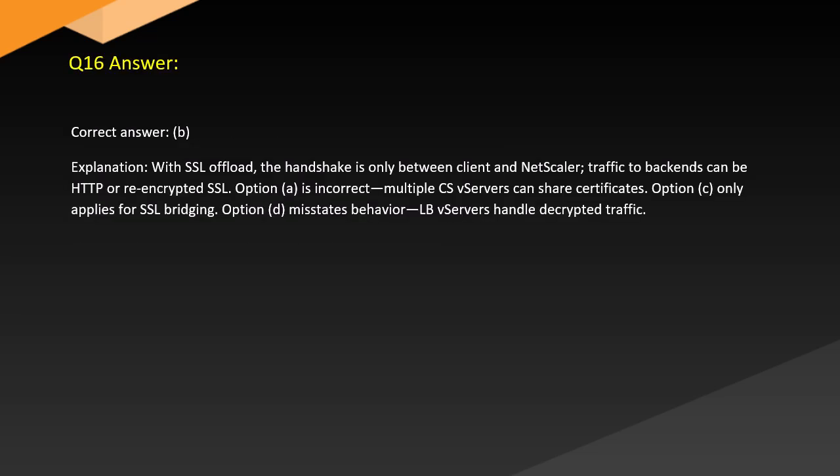Answer. Correct answer: B. Explanation: With SSL offload, the handshake is only between client and NetScaler. Traffic to backends is either plain HTTP or re-encrypted SSL. Option A is incorrect. Multiple CS servers can share certificates. Option C only applies for SSL bridging. Option D misstates behavior. The LB servers handle decrypted traffic.